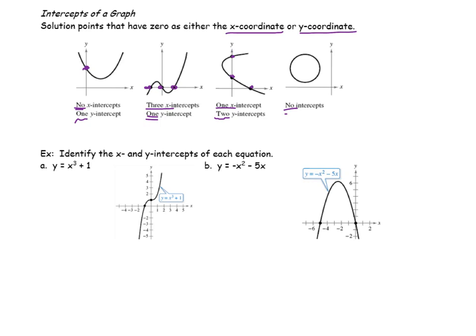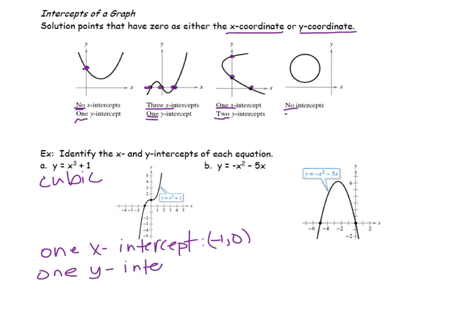Our first equation is y equals x cubed plus 1. This is a cubic function. Because of that, it could cross the x-axis 3 times total. But if we look at our graph, notice it only has one x-intercept. And if we write that out, that's at (-1, 0). If we look at the y-axis, it has one y-intercept as well. And that's at (0, +1).